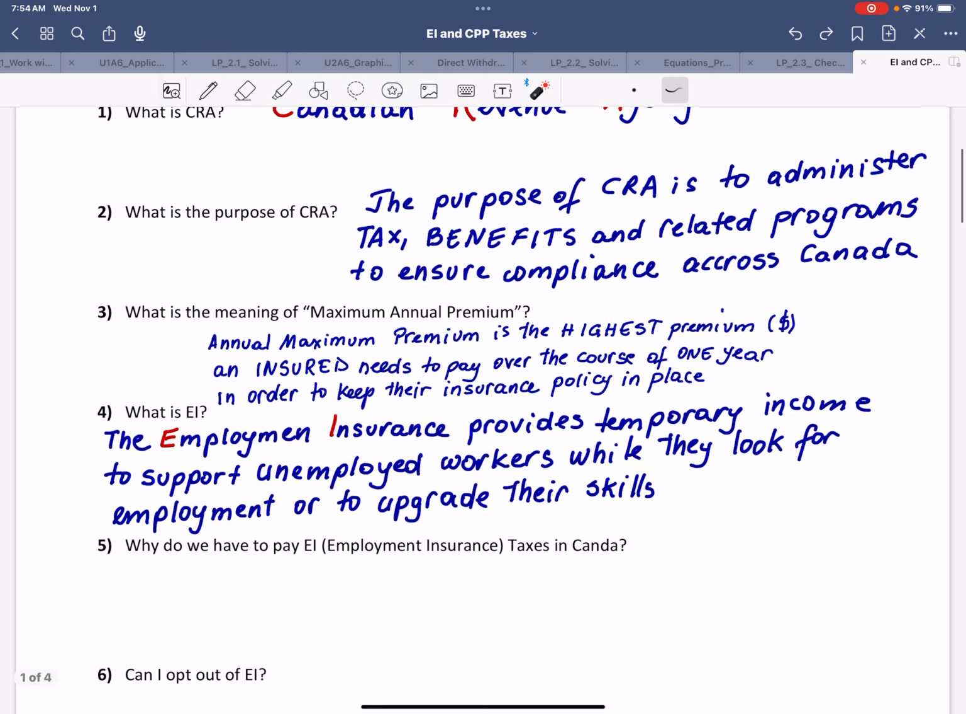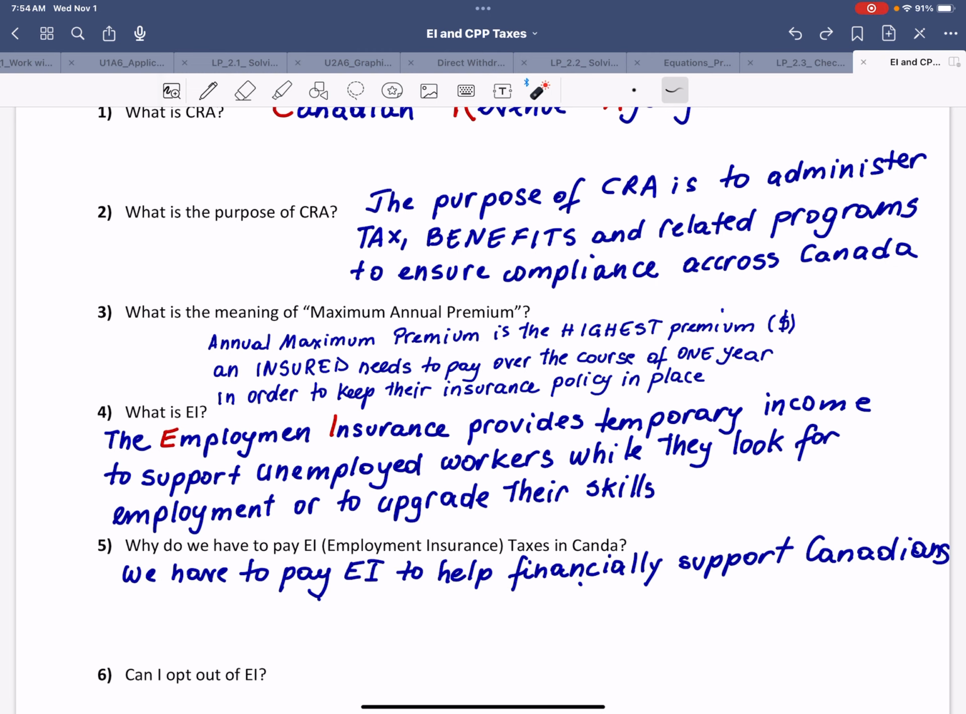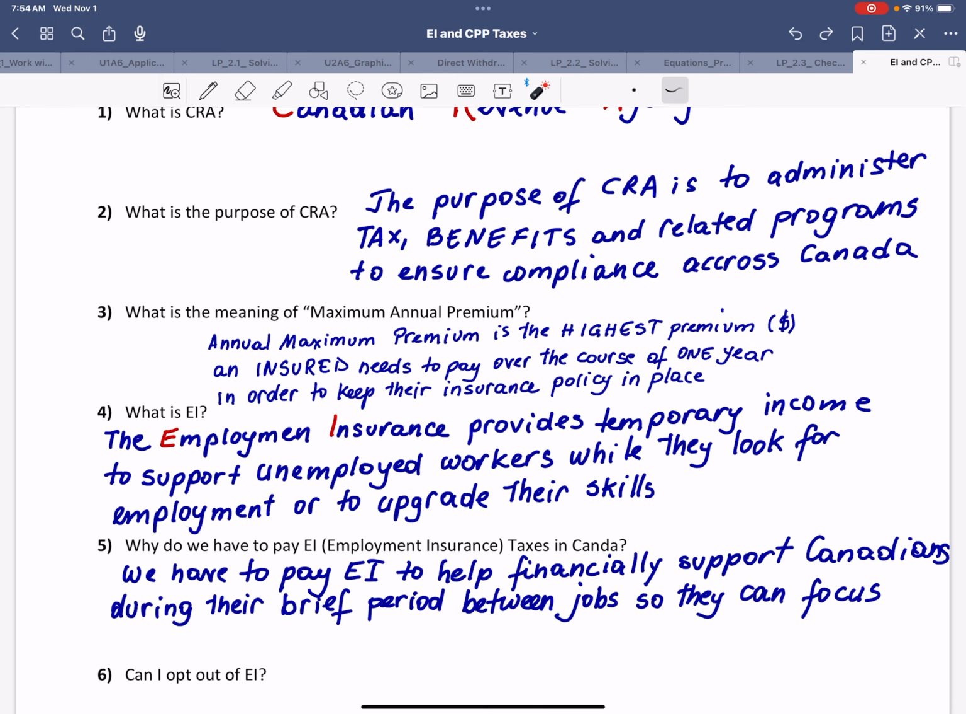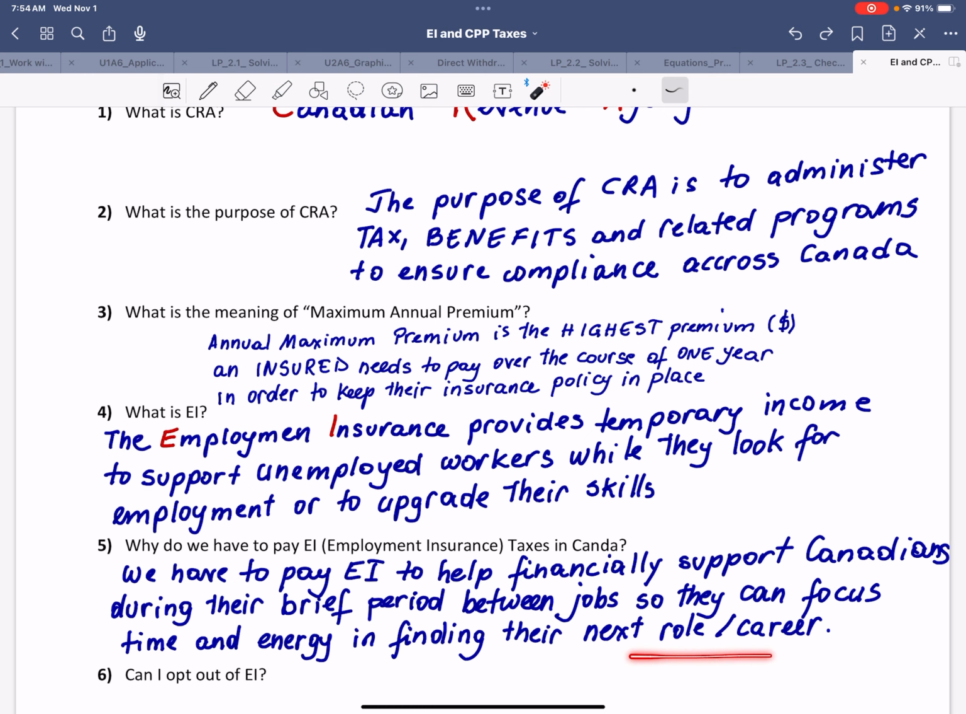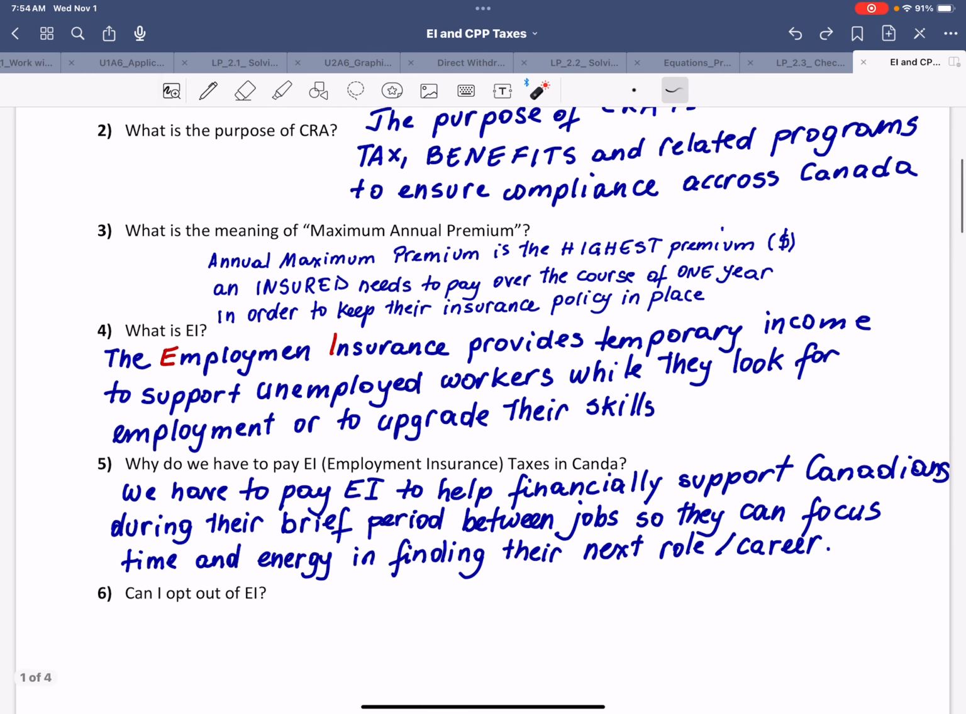Now, why do we have to pay employment insurance taxes in Canada? Well, we have to pay employment insurance to help financially support Canadians during their brief periods between jobs so they can focus time and energy on finding their next role or their next career.